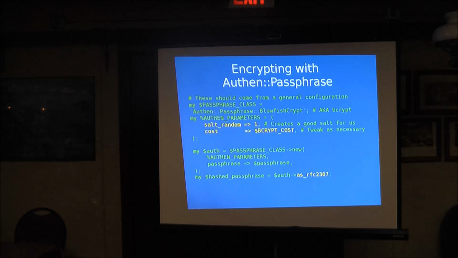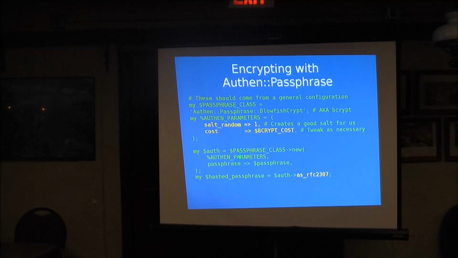So in this example, we're just going to have this, what class we're going to use. In this case, Blowfish crypt, which is bcrypt. And the parameters will pass in also. These would generally come out of a configuration file somewhere. That makes it much easier to change than having them right in your code. It will generate a salt for us out of a good random number generator. And this bcrypt cost is also something else you want to put in a configuration file.